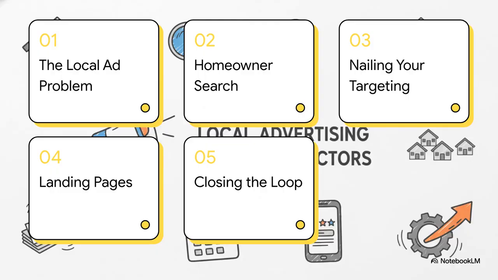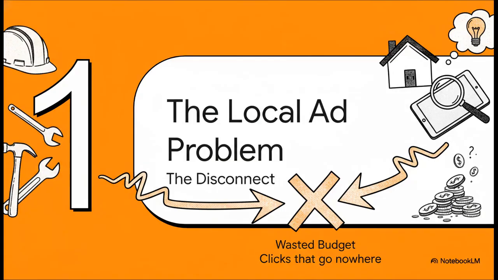All right, so to get this all sorted out, we're going to walk through 5 key steps. First, we'll look at the actual problem. Then, we'll figure out how homeowners really search for you. After that, we'll nail down your targeting, build a landing page that actually works, and finally, close that loop to turn leads into booked jobs. Let's get into it. Okay, section 1.